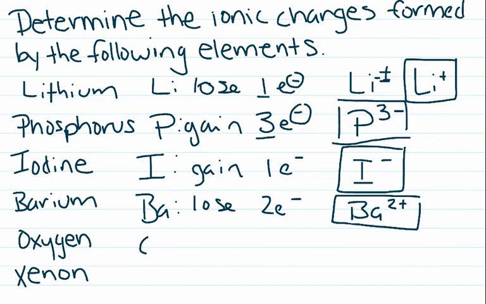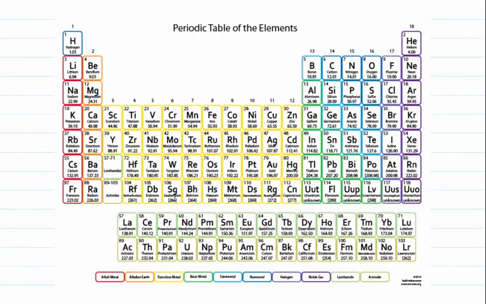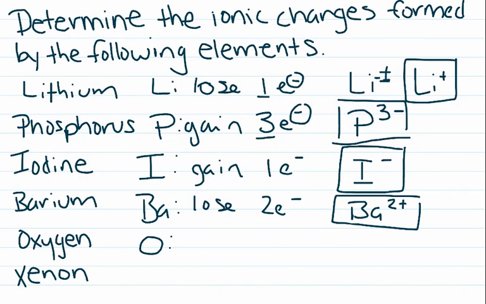Let's look for oxygen. Oxygen is right here, number 8, in group 16. Group 16 has 6 valence electrons. So to go from 6 to 8, it's easier for it to gain 2 electrons. So it will gain 2 electrons, which gives it a -2 charge, so O2-.